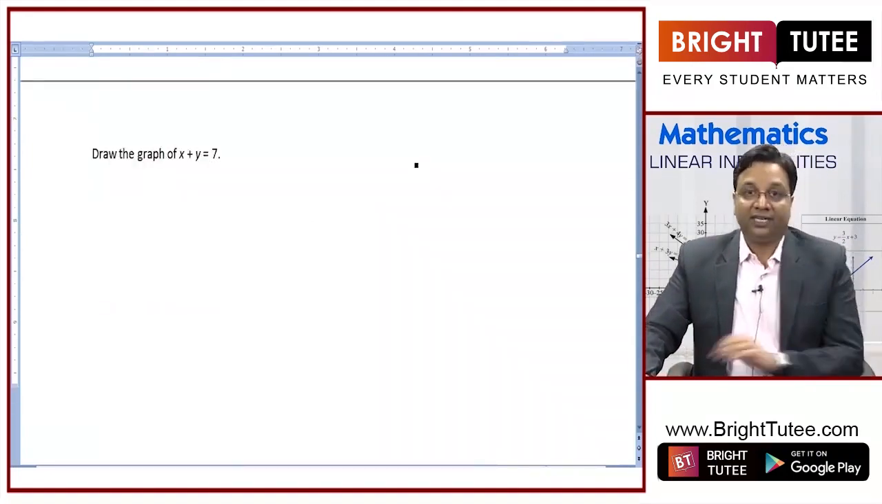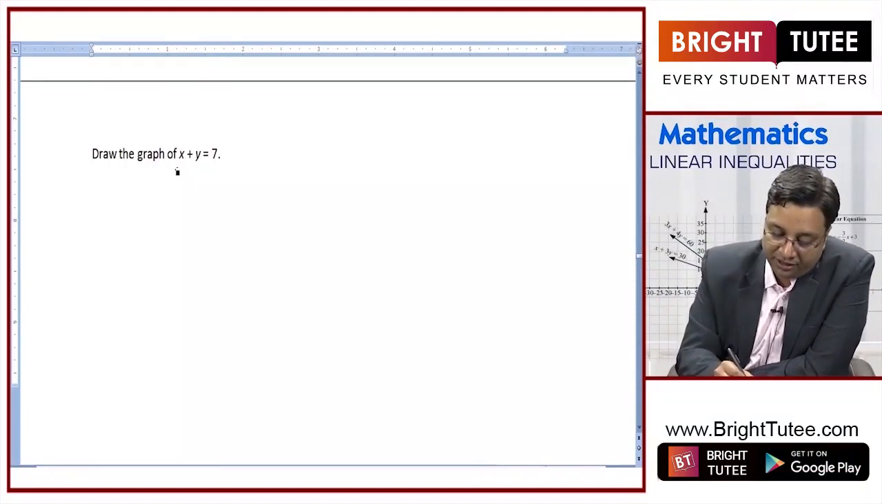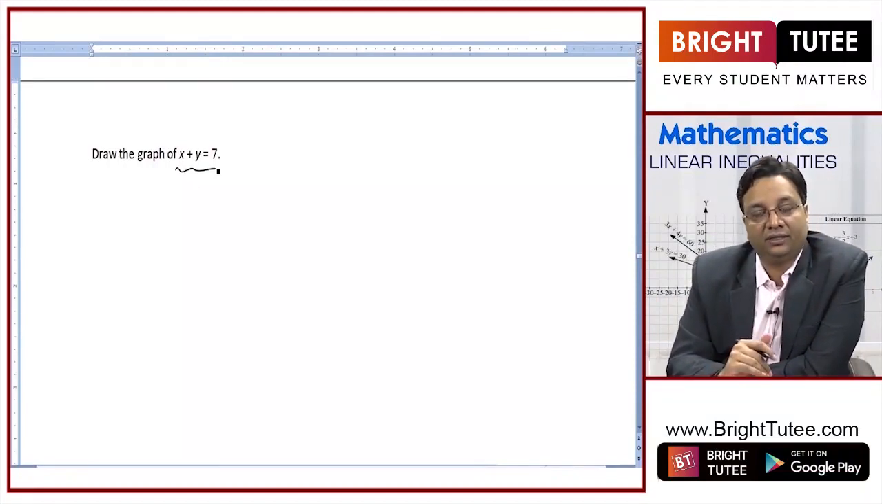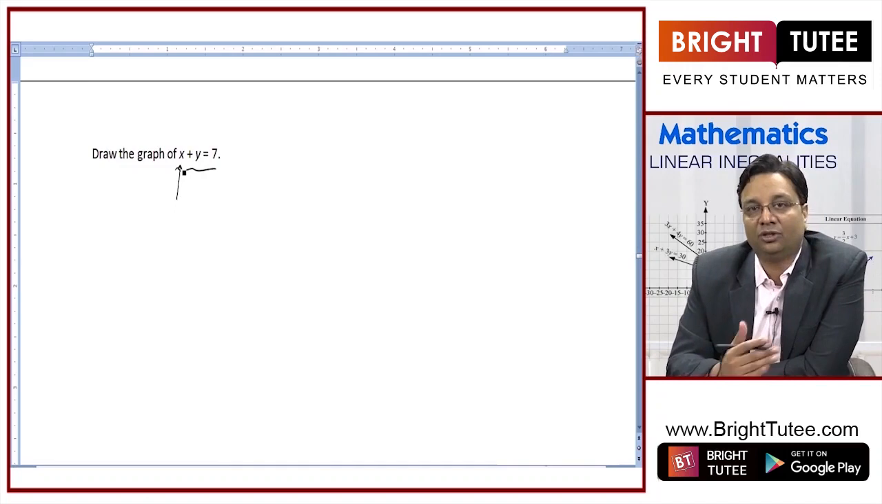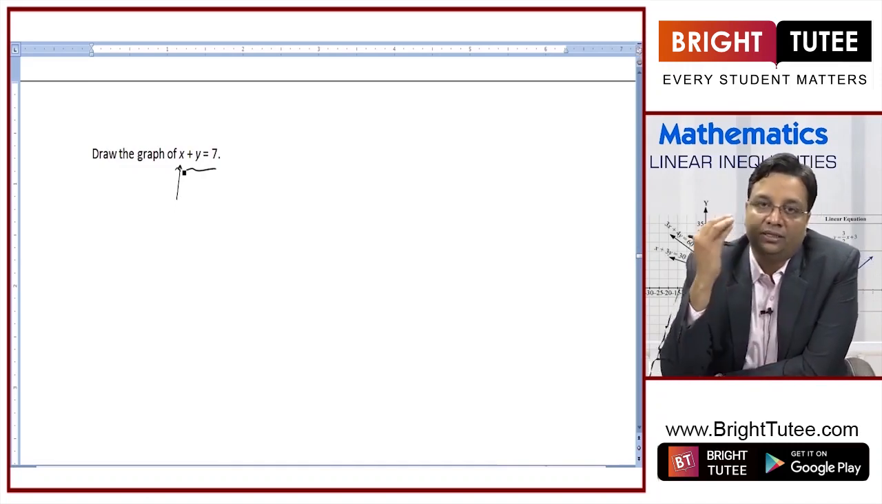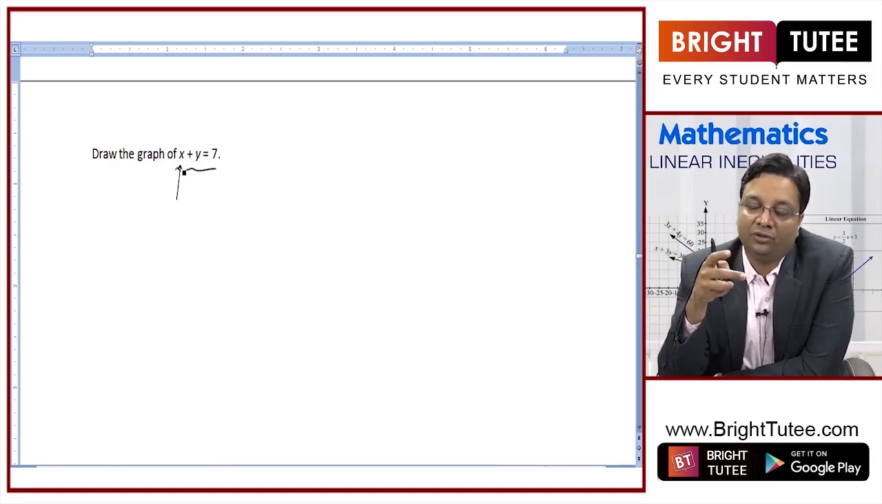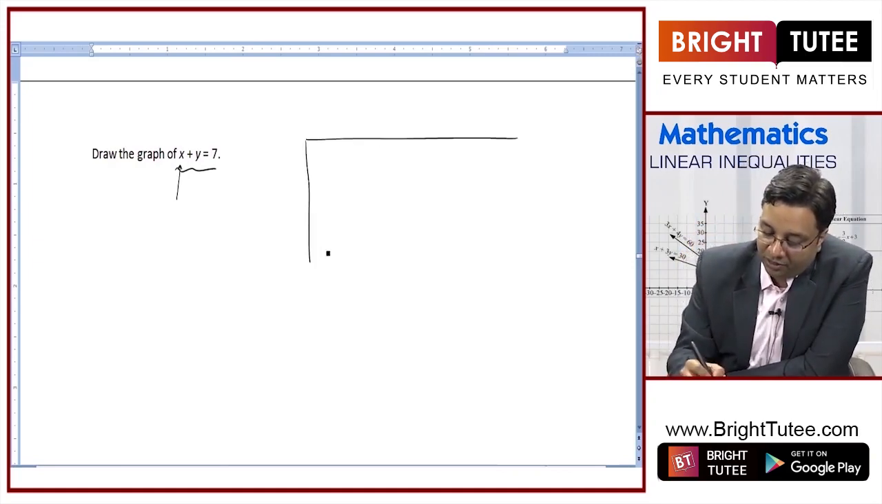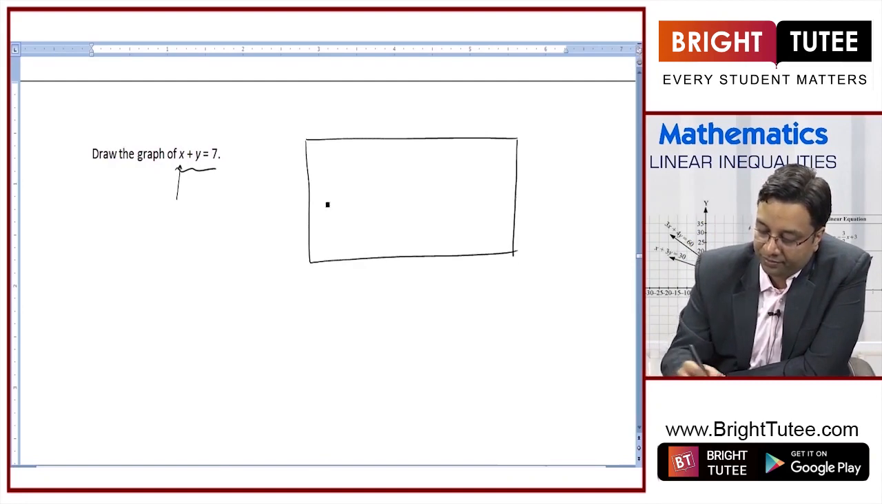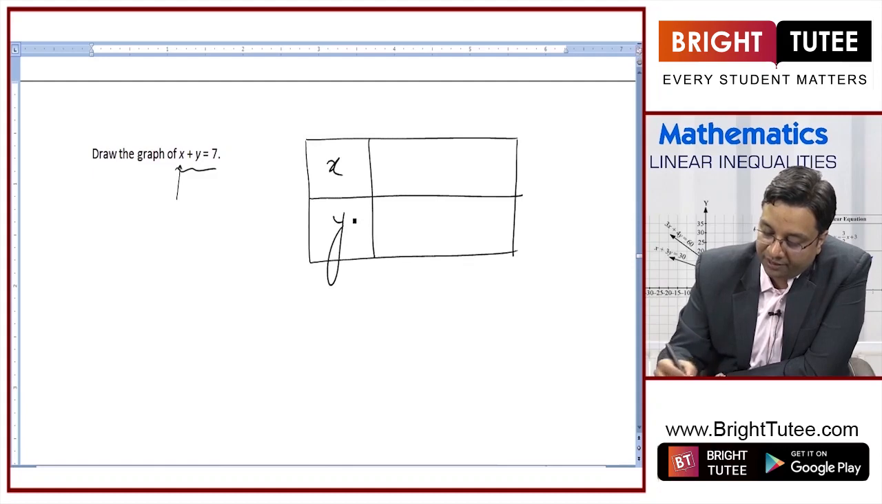Draw the graph of x plus y equal to 7. So how do we find the coordinates that we can plot in a Cartesian plane to draw the graph? By putting various values of x and finding corresponding values of y, or vice versa. You keep putting values of y and find corresponding values of x. So we will write it in this tabular form. Let us say this is x, this is y.